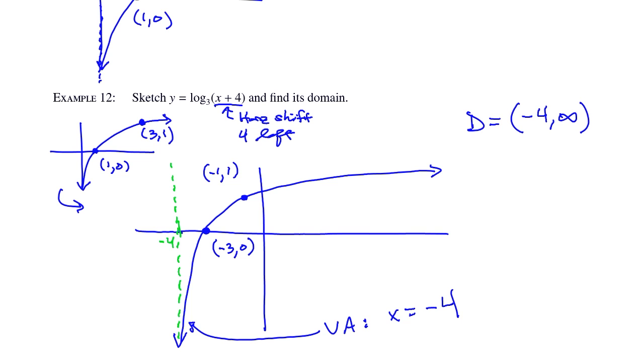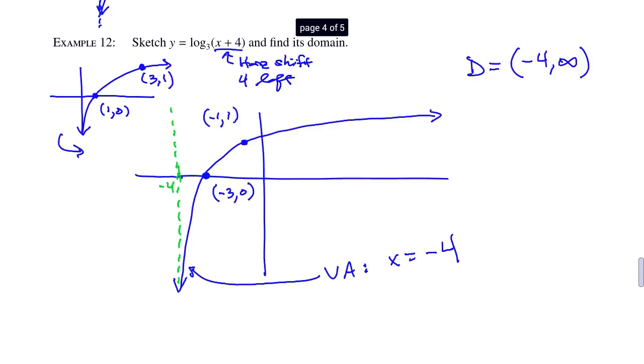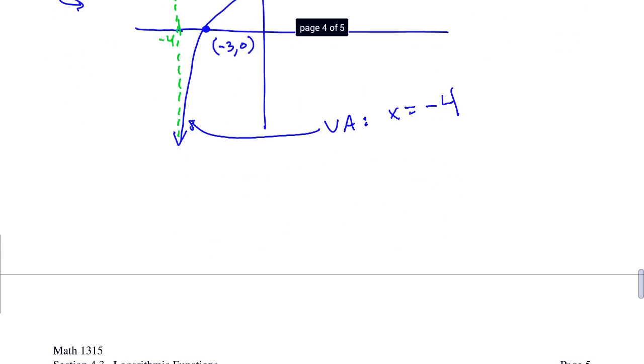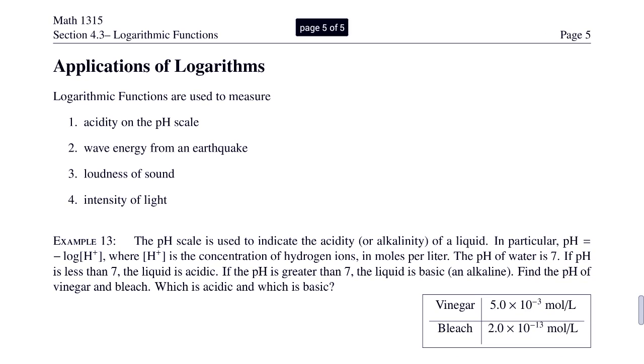Okay, let's go ahead and look at page 5, applications of logarithms. So they use logarithms in a lot of scientific work. Among the scientific principles that they use logs for, these include finding the acidity of a substance. That uses the pH scale. Finding the wave energy from an earthquake, the loudness of sound, and the intensity of light.